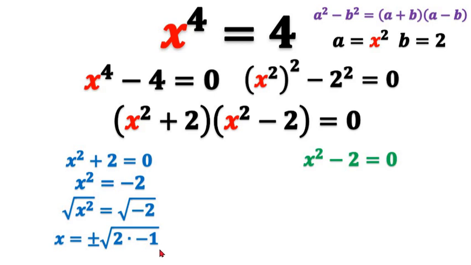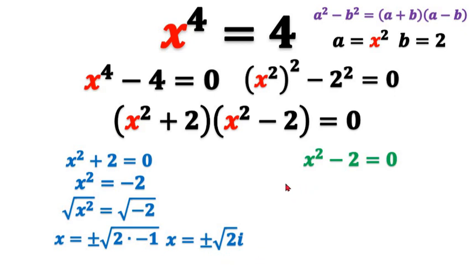And now the square root of negative 1 is equal to i, the imaginary unit. If you don't know what that is, I have a video on that, so you can check that out. But this would be equal to plus or minus square root of 2 times i. And so that is 2 of our answers, the plus or minus.